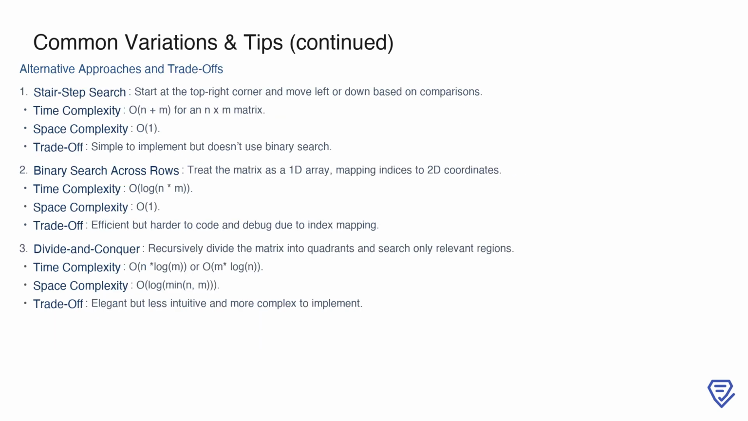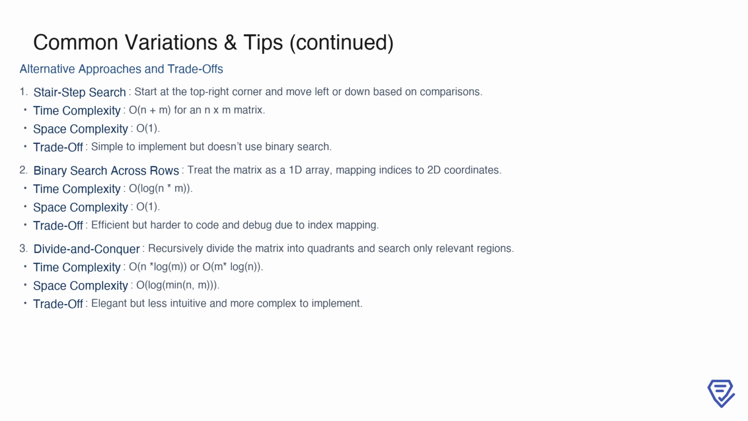There are also several alternative approaches worth considering, each with its own trade-offs. The stair-step search is a straightforward method where you start at the top right corner of the matrix and move left or down based on comparisons. It runs in O(n + m) time and uses O(1) space, making it simple to implement, though it doesn't exploit binary search.